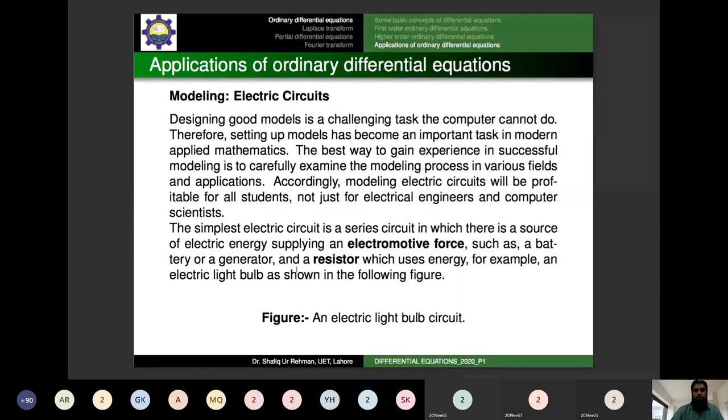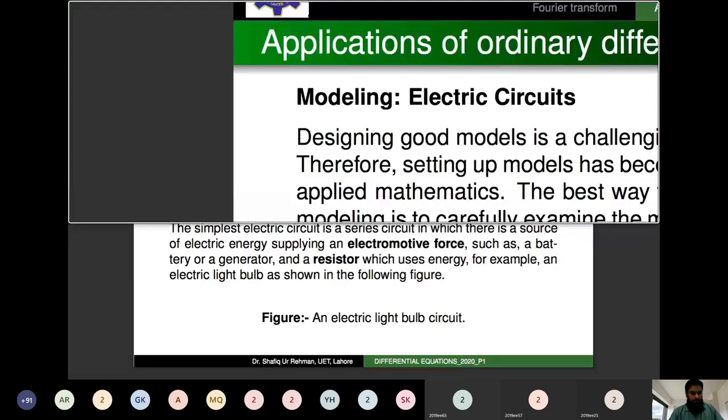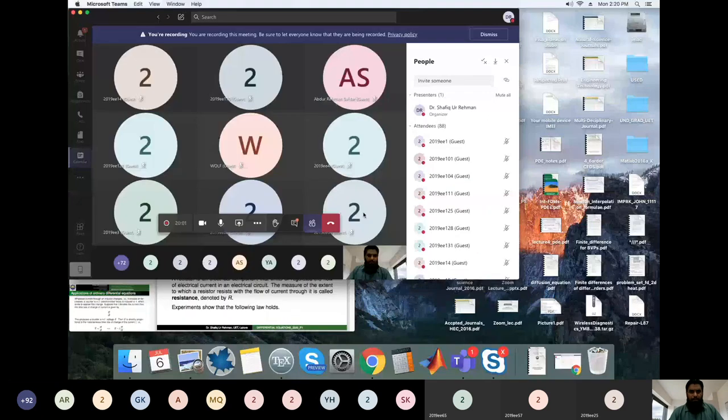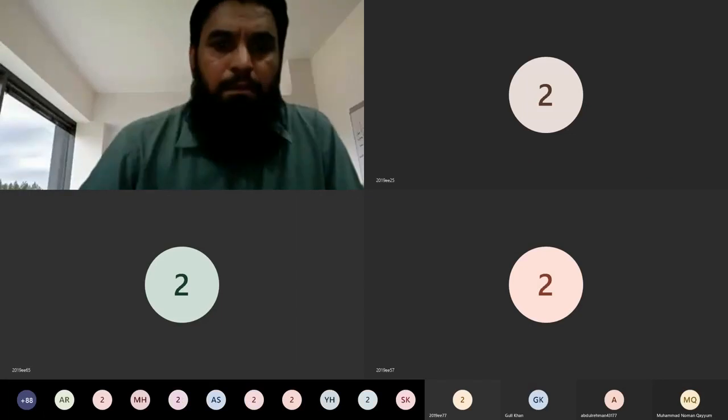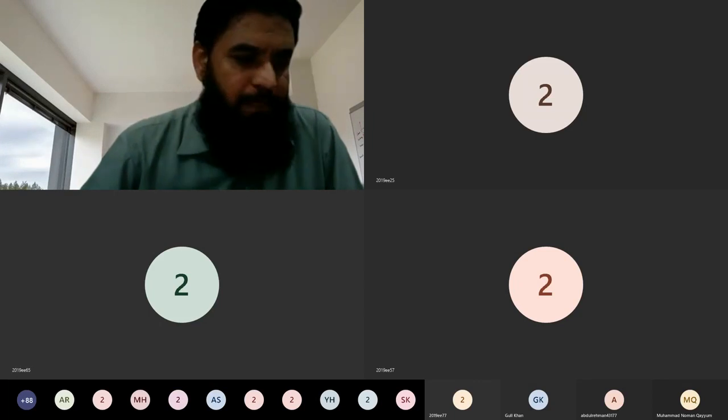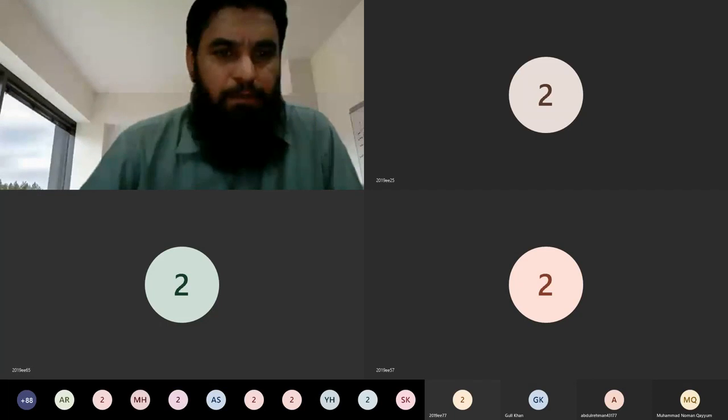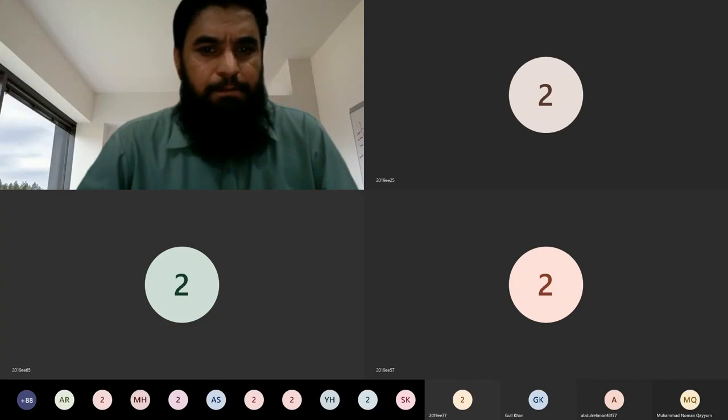Then another component, a resistor, which uses that energy. For example, an electric light bulb. So what kind of circuit is there? We will try to sketch the circuit today. I'm not good at drawing, but anyway, we will use the whiteboard. So take note of the figure that we are trying to draw of a very basic electric circuit.